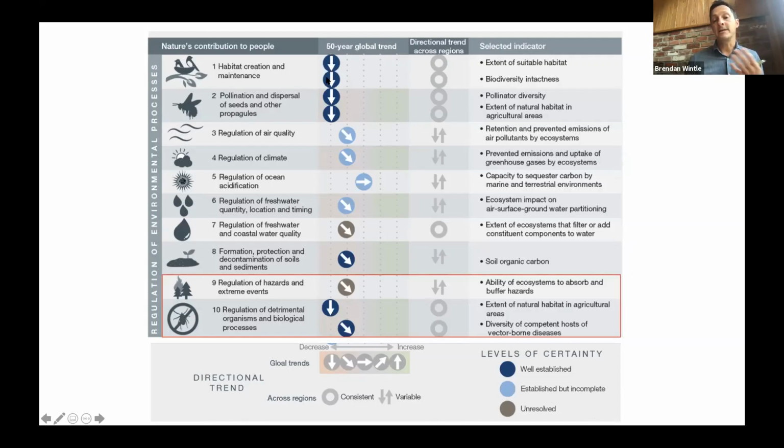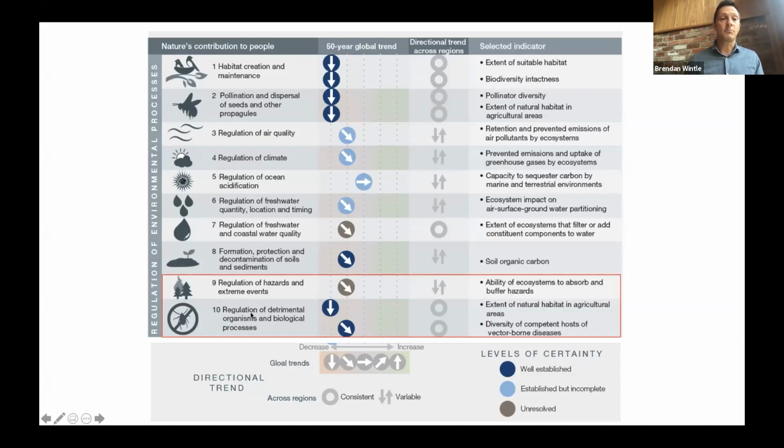inside the blue dots. The blue dot indicates that this is a well-established, scientifically well-established trend. And this donut here indicates that it's global. This trend is consistent across the whole planet. And there's a series of indicators on the right that are used to describe those trends. And so you can see that the case for habitat creation and maintenance, ecosystems' capacity to provide pollination and dispersal of seeds is decreasing, and it's a global phenomenon.